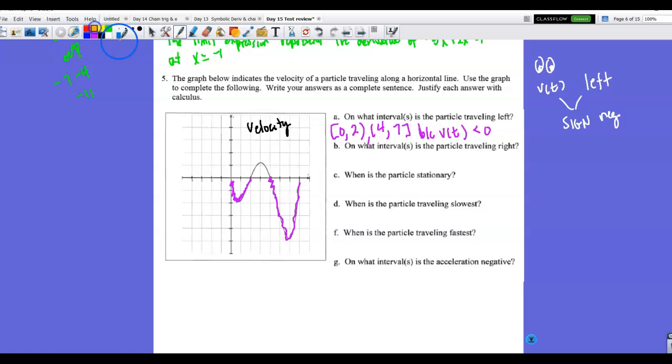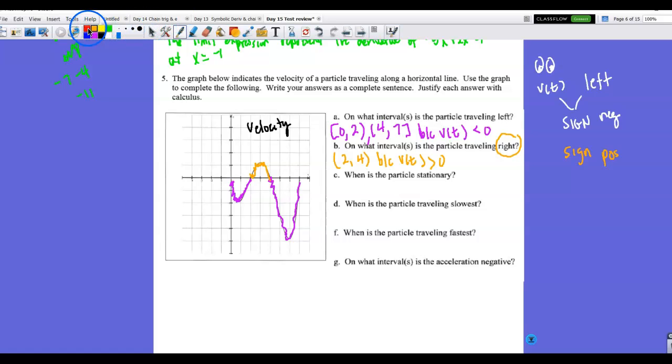Letter B, when is the particle moving to the right? So this time we're looking for the sign of velocity to be positive. So that would be in the orange zone. So in the orange zone, the particle would be traveling to the right from 2 to 4 because the velocity is greater than 0 or positive in that region.